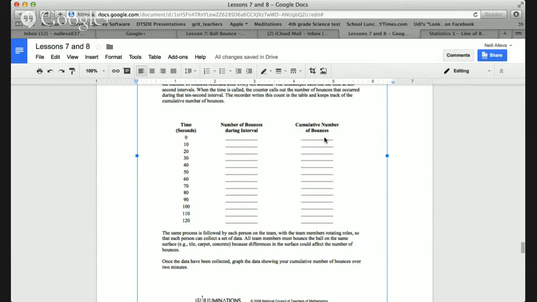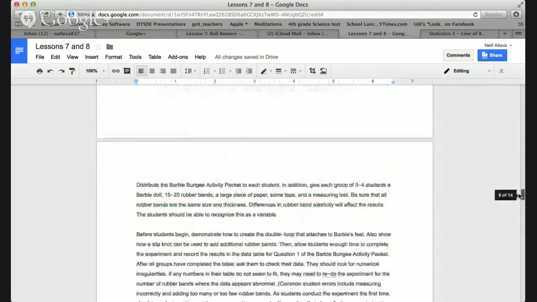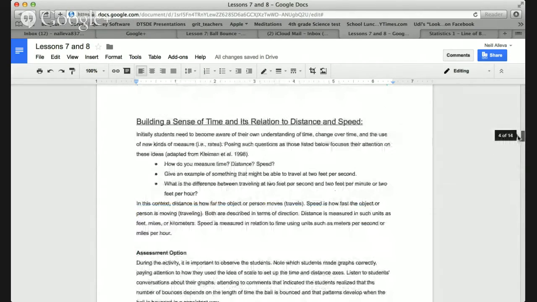So the cumulative number of bounces, this gets tricky for students, right? Because maybe they bounce it 12 times from 0 to 10 seconds. At the 10-second mark, they bounce it another 10 times. So 12 plus 10 is 22. That's your cumulative number, and that number will increase as you continue with the experiment. And let me scroll back up here.